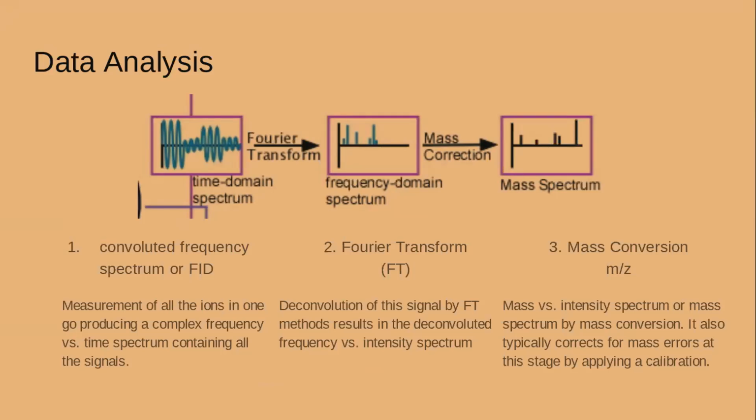So at the end, you saw this time domain spectrum, which is also called the convoluted frequency spectrum. That just measures the ions and their signals. And so we use Fourier transform so we can understand the data a little bit better, which converts those signals to a frequency versus intensity spectrum. And then using mass conversion, we can get our mass spectrum, which will plot the mass versus the intensity of the spectrum.